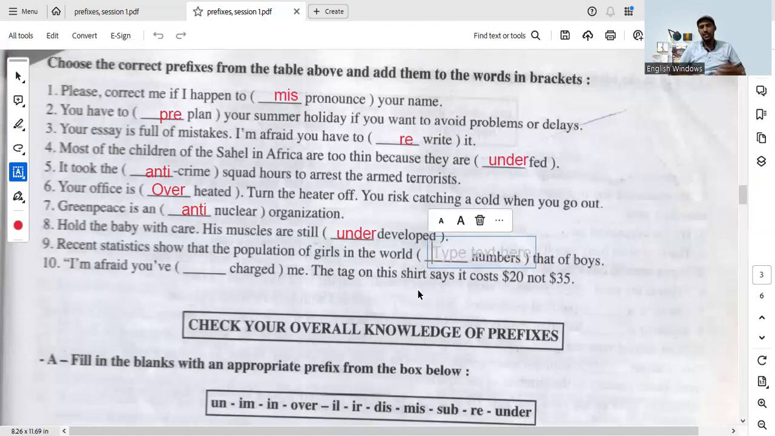I mean, the statistics show that the number of girls in the world, the number of boys. Remember the example I have given you again, where it talks about it's twice, and where it talks about teachers. No, over number. We don't use over in this situation.